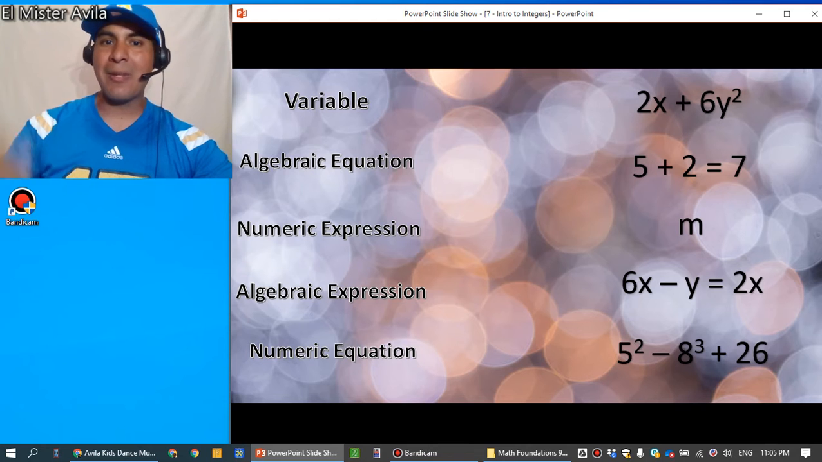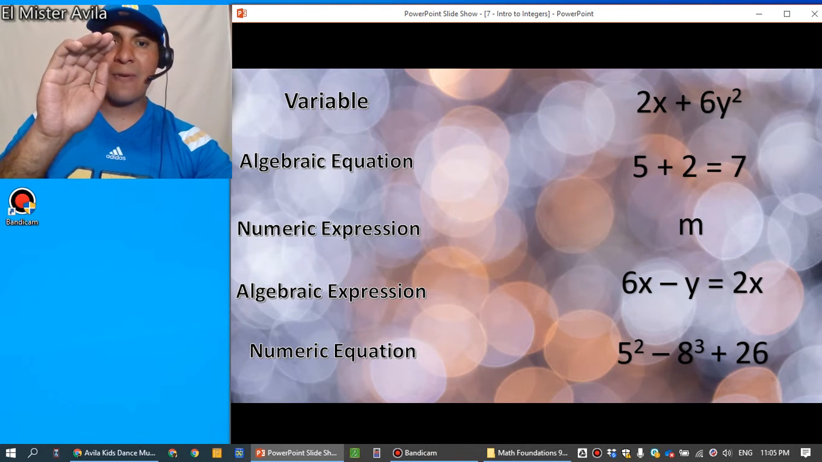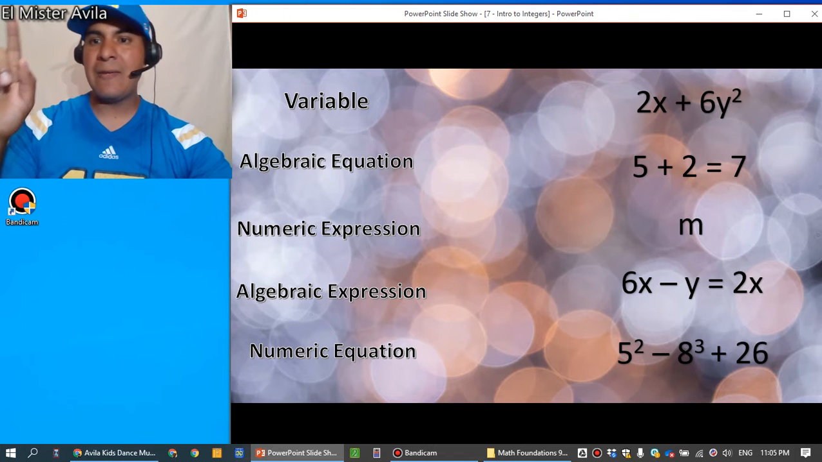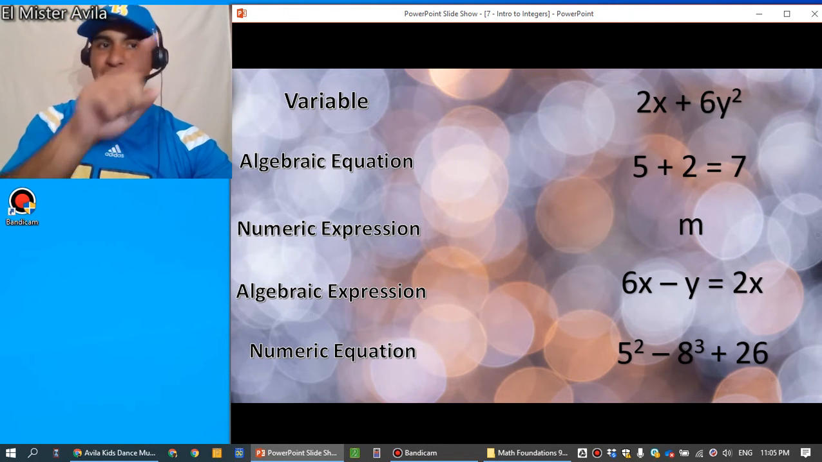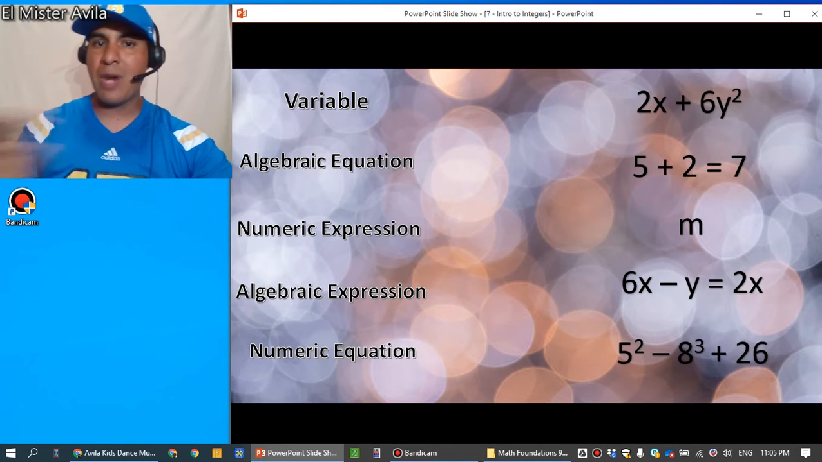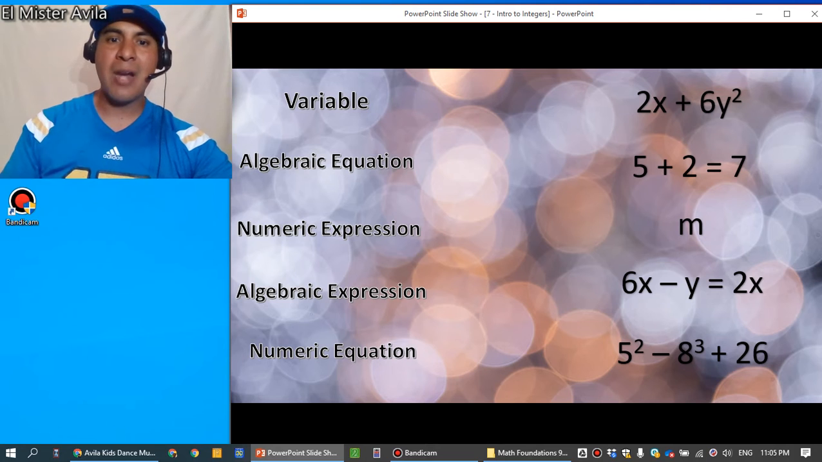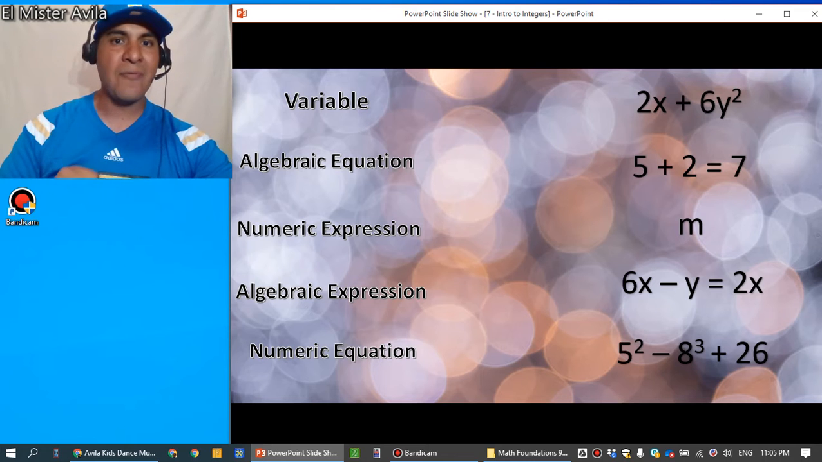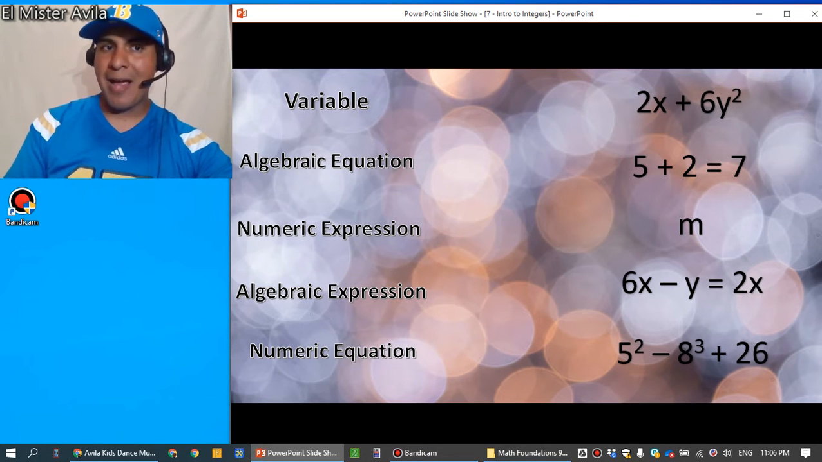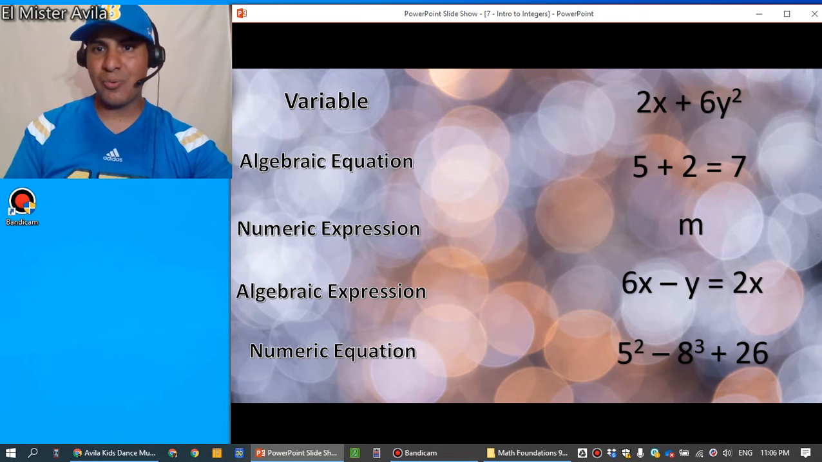Little quiz on vocabulary. Write this down just like this. Write down the 5 words on the left and the 5 expressions on the right, and I want you to just draw arrows and match them up. Variable, what does it match up with? Algebraic equation, what does it match up with? Numeric expression, algebraic expression, and numeric equation. Match them all up as best as you can. Pause the video, and I'll show you the answers in just a second. Moving on in 3, 2, and 1.